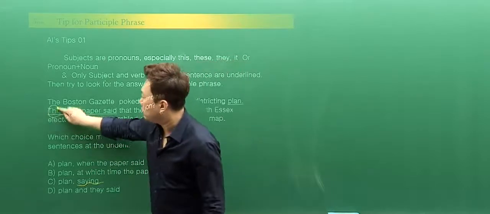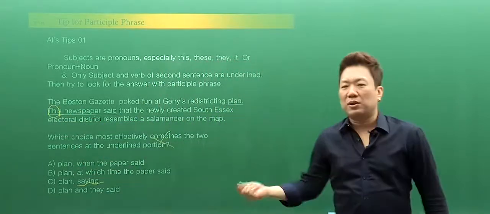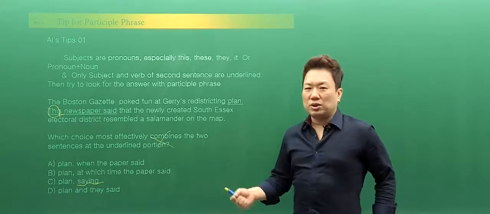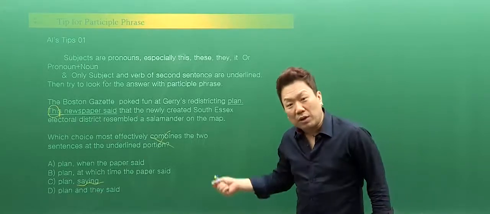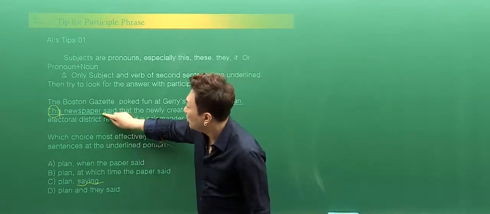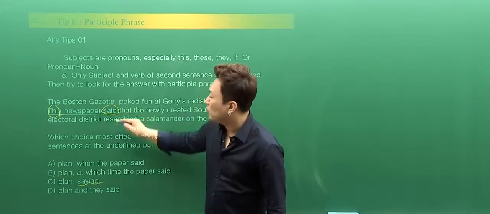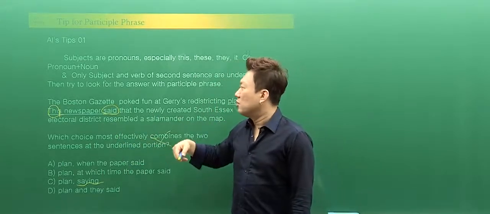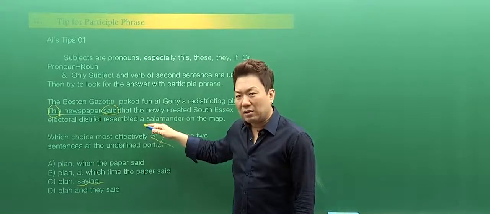Deal with those pronouns. Because we don't repeat the pronoun to indicate the previous noun. And to combine those two sentences, we normally eliminate the pronoun. So that's why I'm saying that. And also, what's underlined? The verb part.